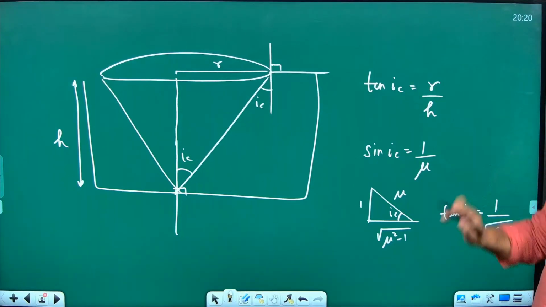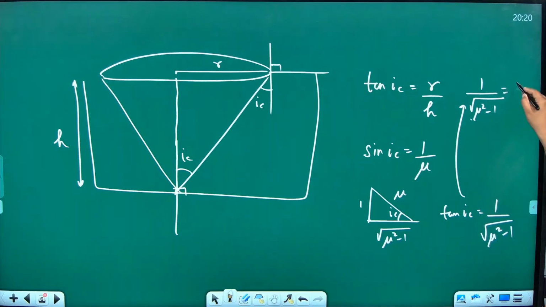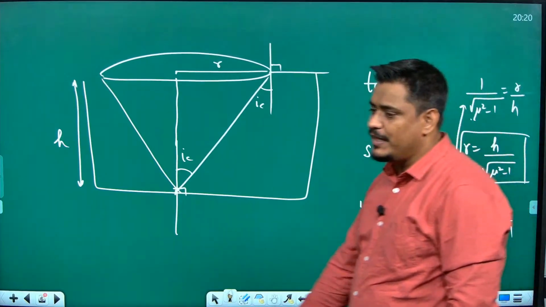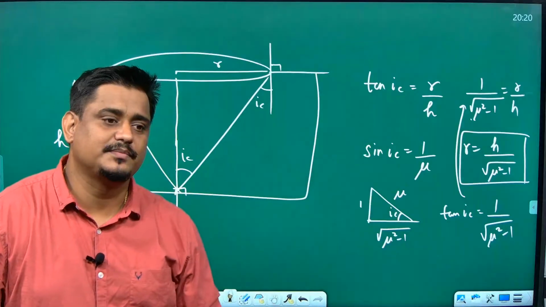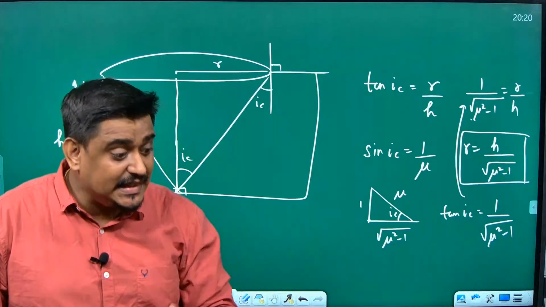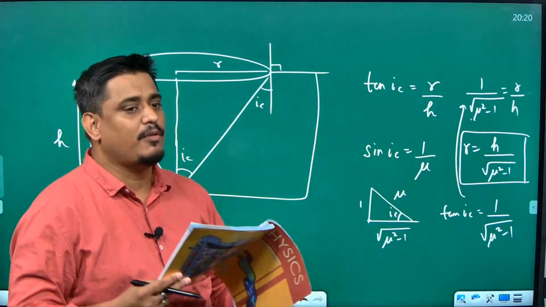So if I replace tan IC with that, I am going to get 1 by root of mu square minus 1 is equal to r by h. So r will become h by root of mu square minus 1. This is the equation of radius. If they ask you to find the area of illumination, it is pi r square. Very important for competitive examination, but I have seen the NCERT book also has one numerical given in the exercise. This formula is used there.